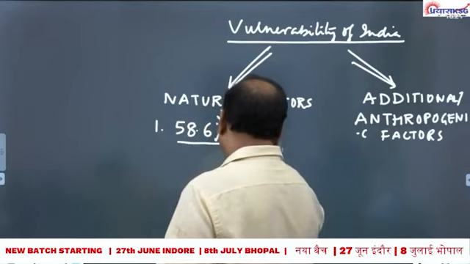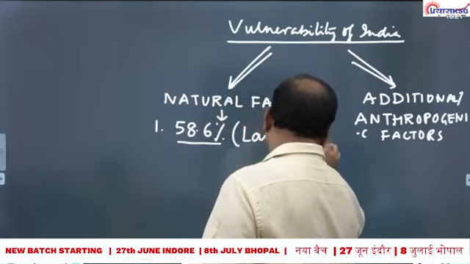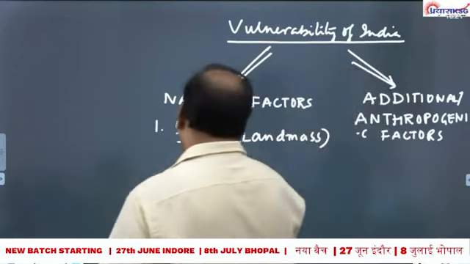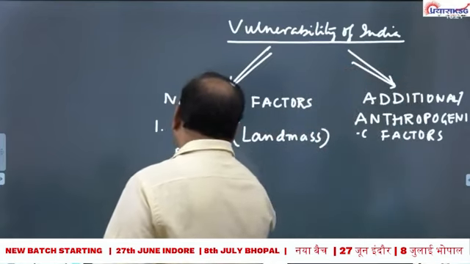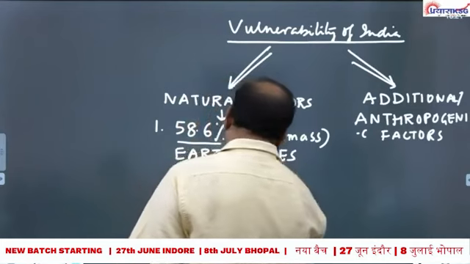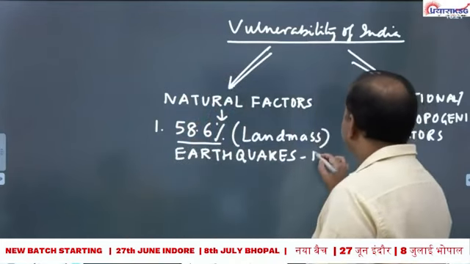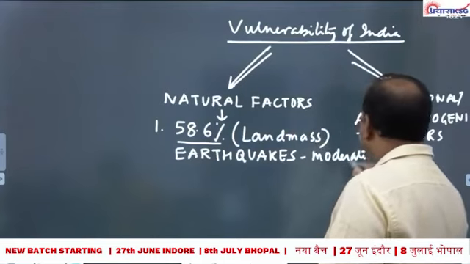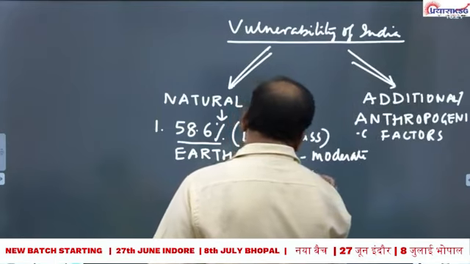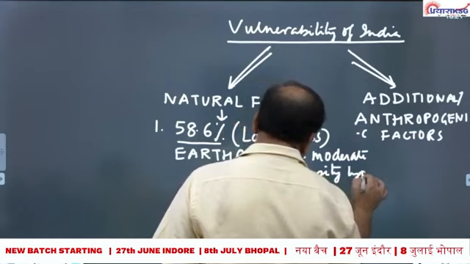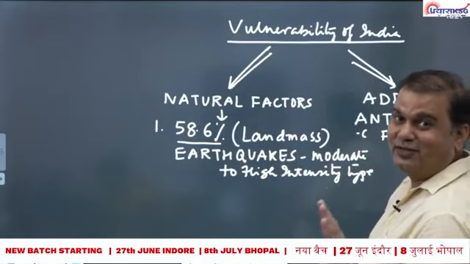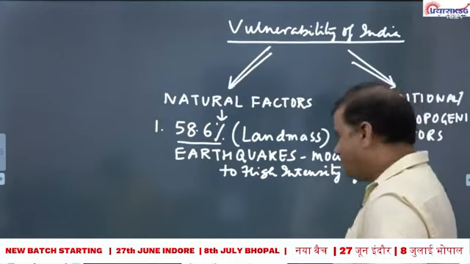58.6% of India's landmass is prone to earthquakes of moderate to high intensity type. And why are we writing this line, moderate to high intensity type? Because there are four seismic zones in India, 2, 3, 4 and 5. Clear? So that's the first factor.